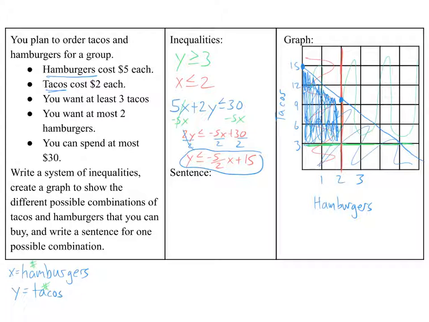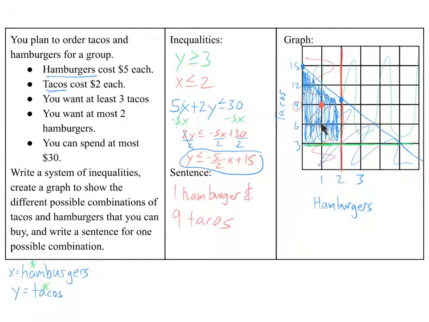It could be any of them. I'm going to choose this dot right there. Could it be any dot in there? That dot right in there. I'm going to choose that one. That one is 1 hamburger. Are you okay? My hamburger is 1. And how many tacos is that? Isn't that 9 tacos right there? 9 tacos. So what that means is if I were to buy 1 hamburger and 9 tacos, I would follow all the requirements. Are there a lot more answers?